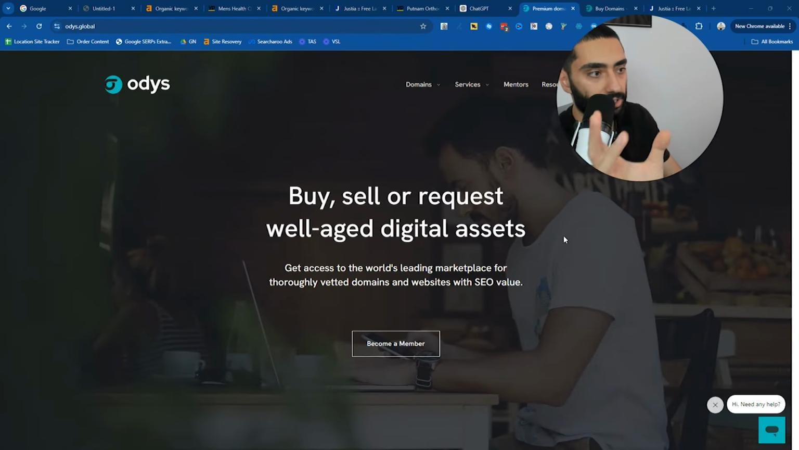Now that we have a rough idea of what kind of industries we want to step foot into, so we've got medical, law, HVAC, home repair, those are the type of domains that we're looking out for.